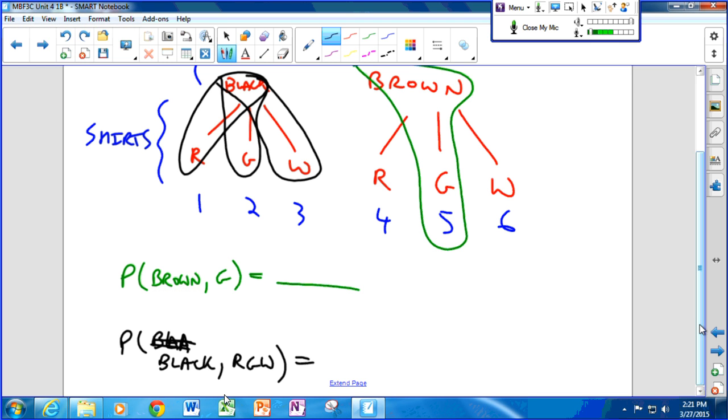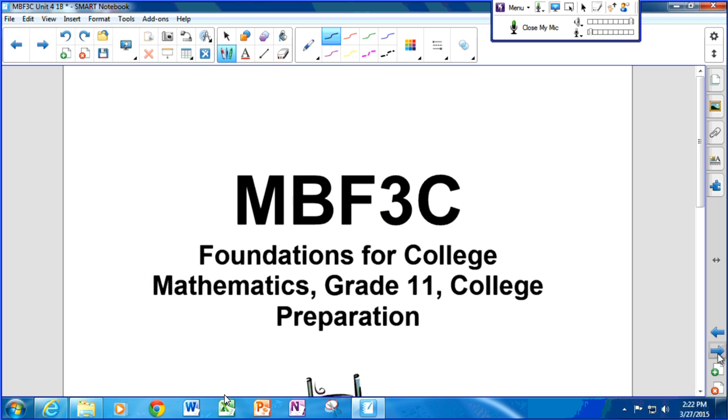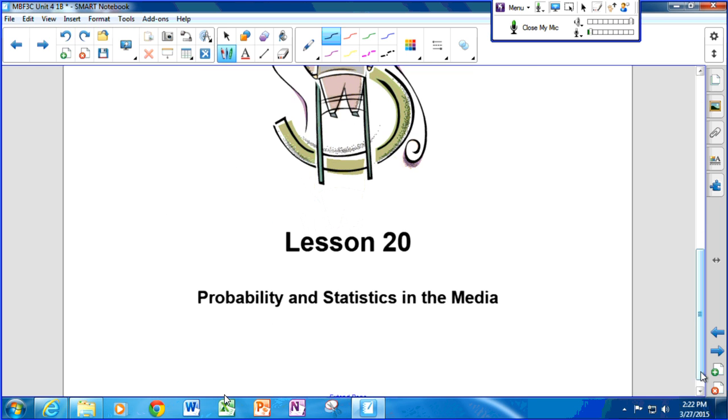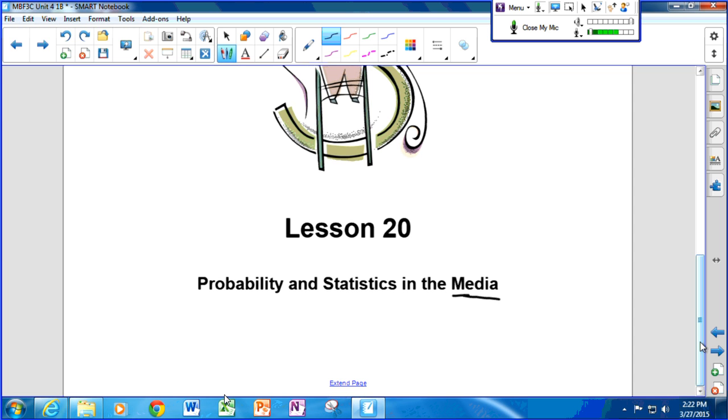Okay, so let's take a look at lesson 20 then, and that's on page 25 of Unit 4. Okay, here we are. So probability and statistics in the media. Okay, now the media, we're talking about the internet, of course, websites, things like that. You may, for example, see that eating a certain food triples your chance of having this medical problem. Okay, you may have seen that, right?